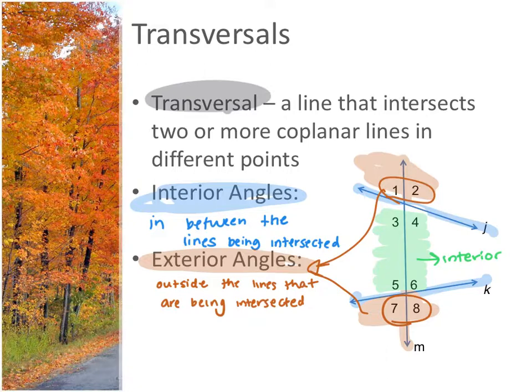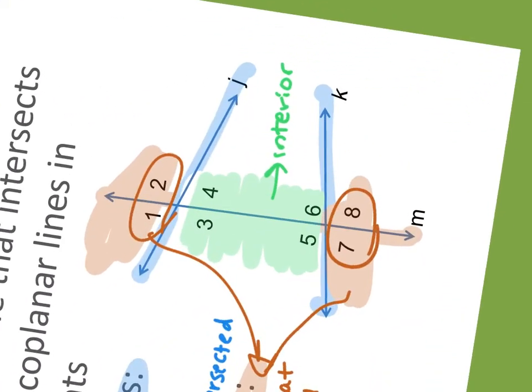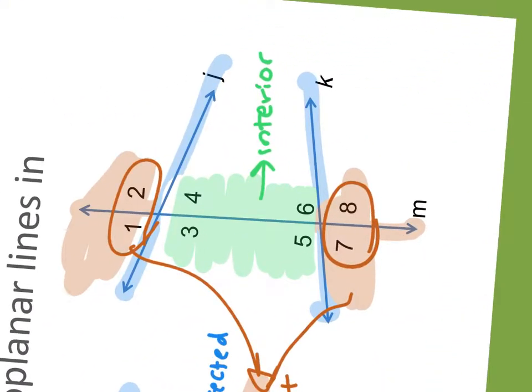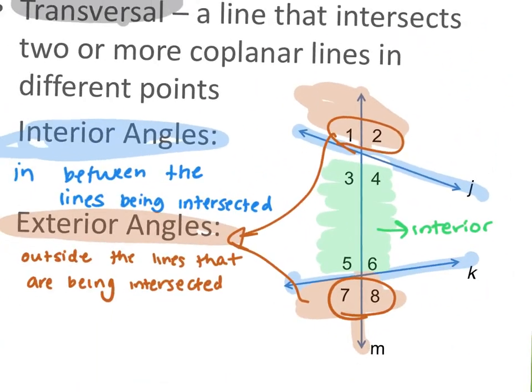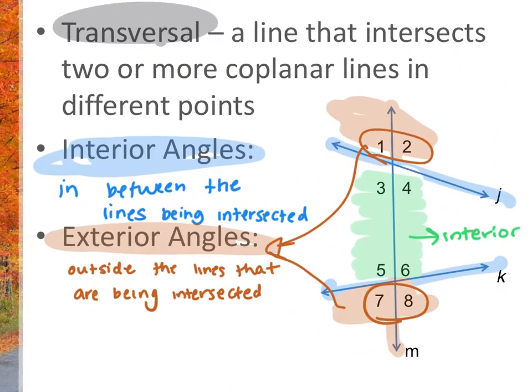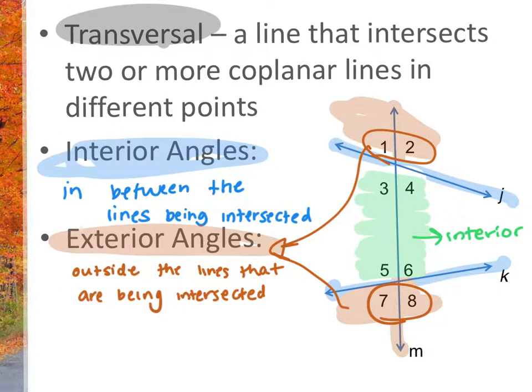Questions so far? So now I can take and turn this in any direction you want. Sometimes your transversal is running left to right. Your interior is still always in between the two lines, and exterior is always outside, okay? They can rotate that diagram every way they want. So it's not always top and bottom and inside like that. It could be left and right, whatever the direction of the lines are going.